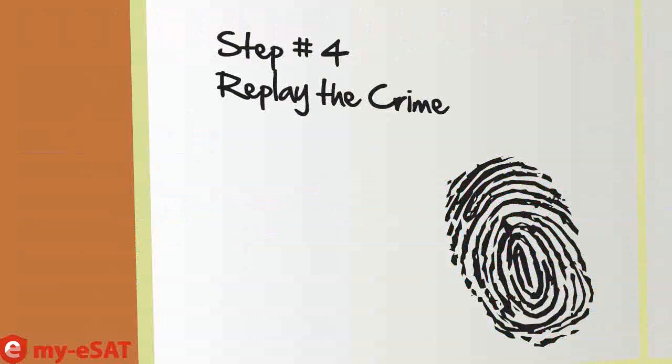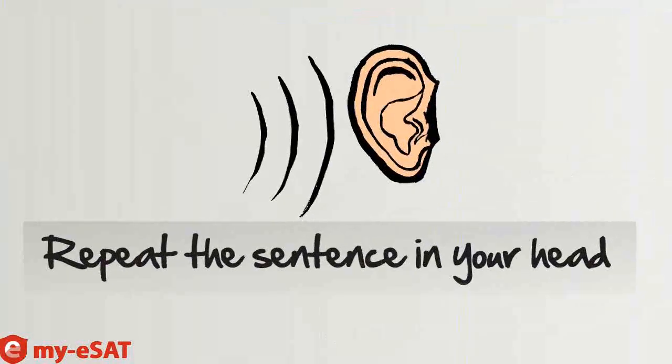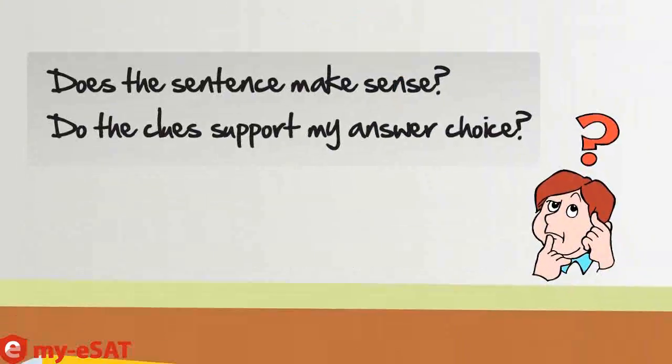Step number 4, replay the crime. So any detective knows that it's important to replay the crime in order to make sure all the pieces fit and make sense. After you identify your choice, your suspect, repeat the sentence in your head with the answer choice in the blank. Does the sentence make sense? Do the clues support your answer choice? If so, you've solved the crime.